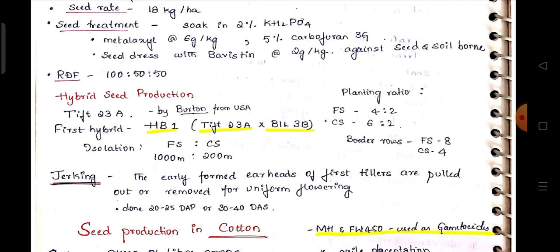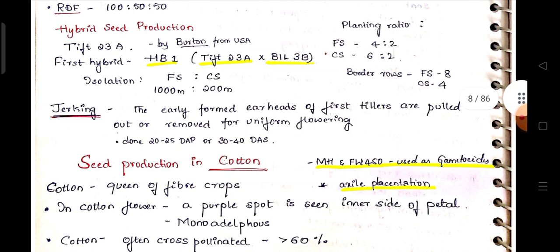Jerking is commonly practiced in order to synchronize the flowering. The early formed ear heads of first tillers are pulled out or removed for uniform flowering. It is done at 20 to 25 days after planting or 30 to 40 days, that is, after flowering 20 to 25 days or 30 to 40 days after sowing.